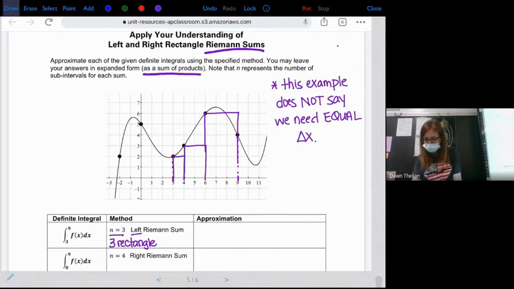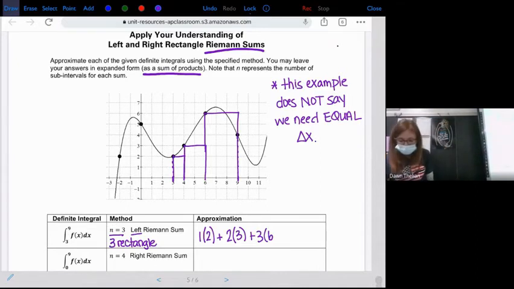So the approximation for each is then base times height, base times height. So the base is 1 in the first one and the height is 2. How did you know where to put your lines? Great question. The left side of the interval has to be where I get the height from. So each of my rectangles had to be drawn from the left side over. That's what's making this an LRAM.